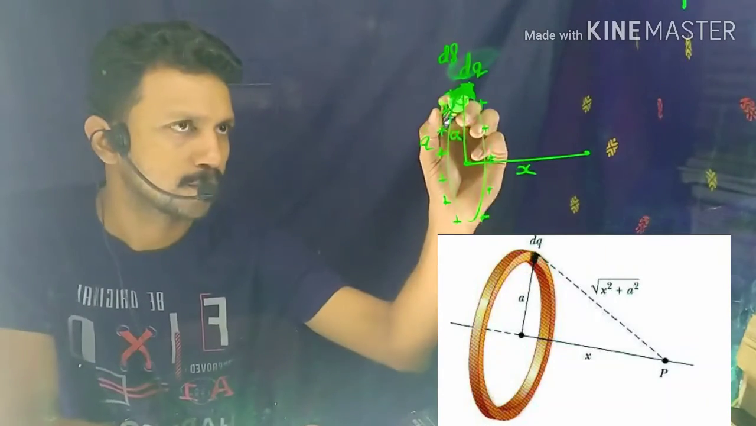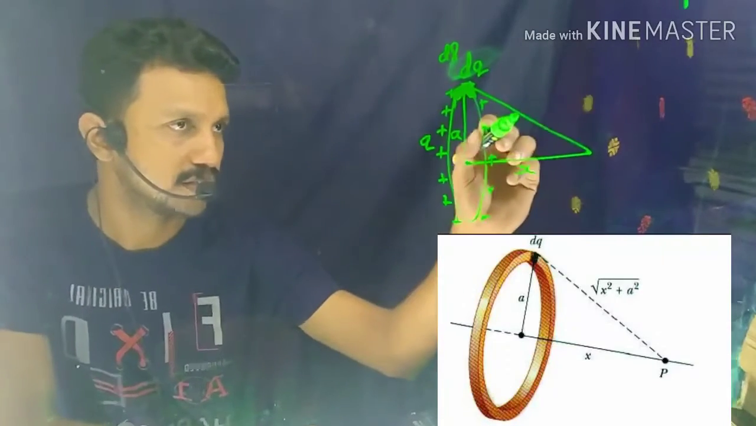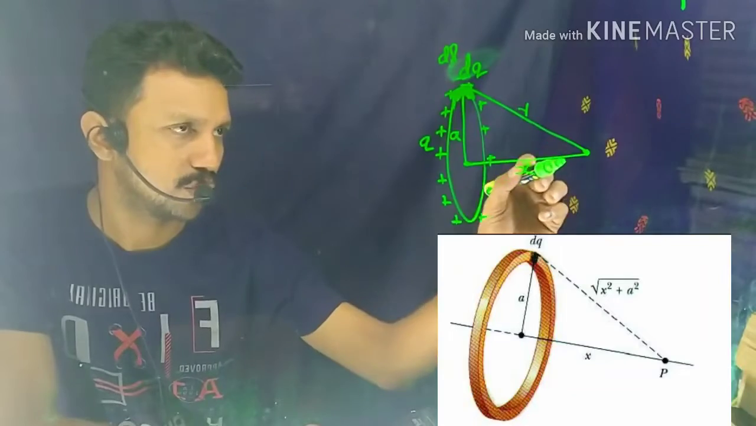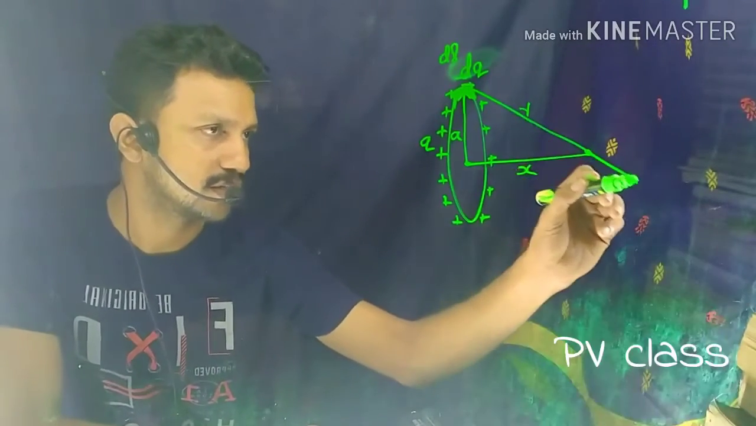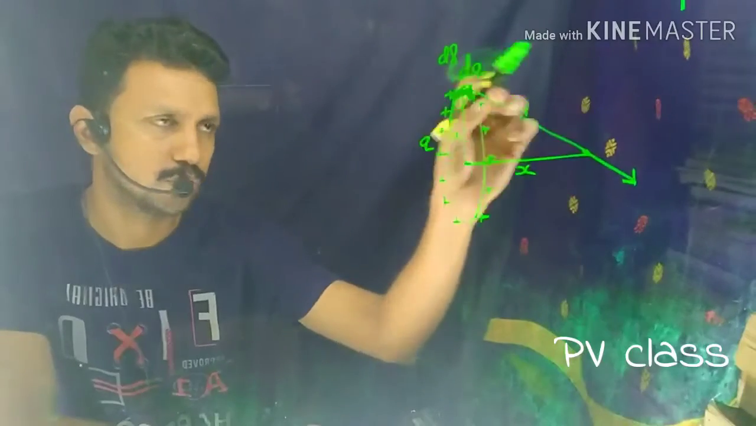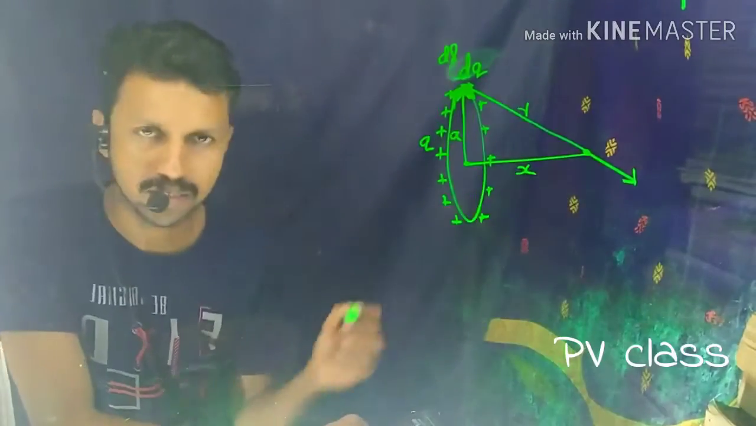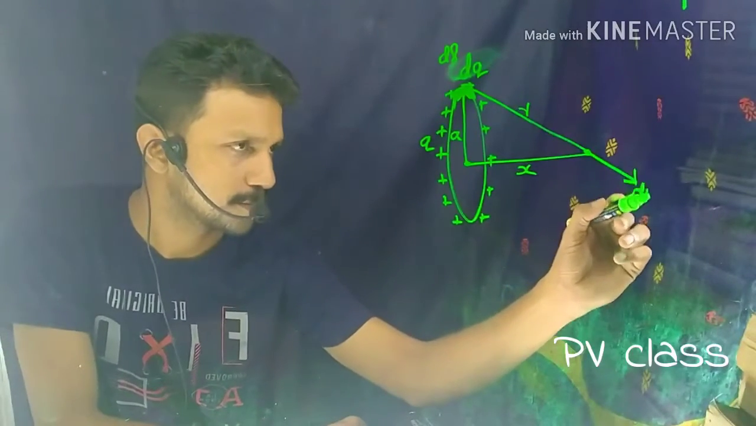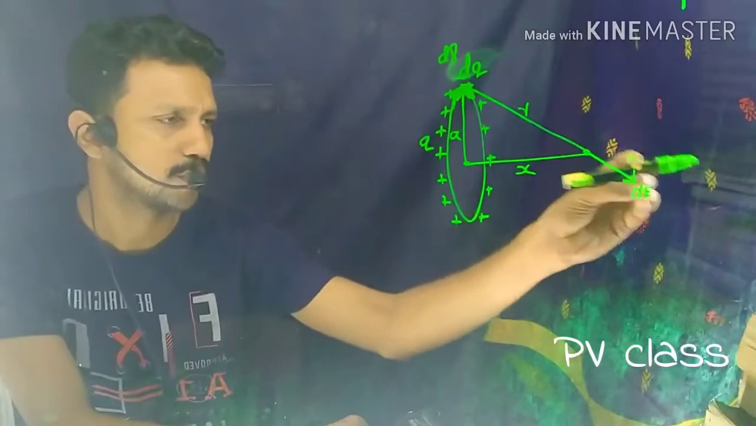Let me draw a straight line from the dq charge to that point, and this distance I am marking as r. The electric field intensity over here, due to this dq charge, will be directed in this direction, because if I place a unit positive charge over here, this dq charge will repel it. Therefore, the electric field intensity is in this direction. That electric field intensity I am marking as dE, because it is due to this small dq. Therefore, we are marking it as dE.